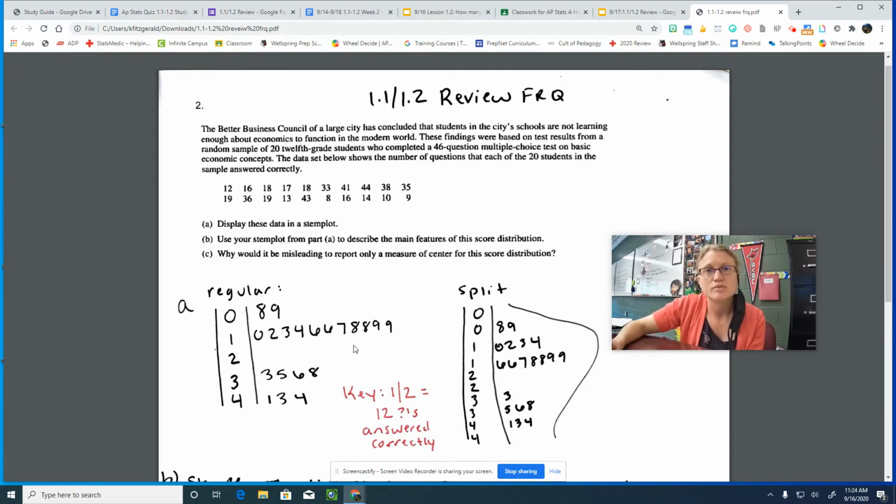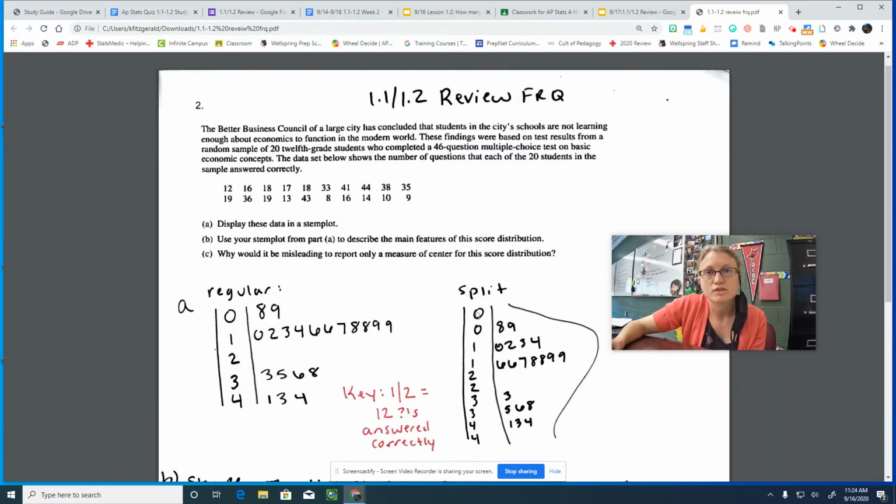Now, this 1's row is a bit long, so if I wanted to, I could split the stem plot. So I could take and double these values for each of them, even the 2's, even though there's nothing there, I do have to double it all. And then I can report my values again.